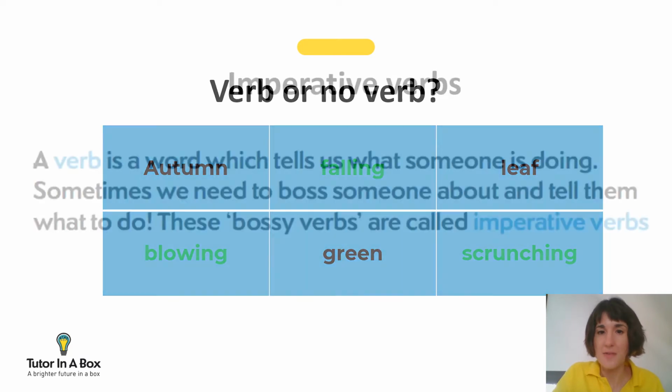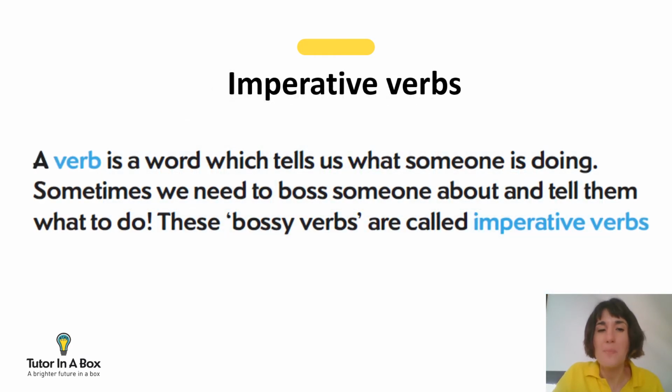Okay, so next we're going to think about what are imperative verbs. So we know a verb is a word which tells us what someone is doing, and sometimes we need to boss someone about and tell them what to do. So when we use the verb like that, it's called a bossy verb or an imperative verb. I'm sure you get lots of instructions. For example, clean your room, or do your homework, or something like that. So the verb that I've used at the beginning of those instructions or those commands is a bossy verb, an imperative verb. And that's what we're going to look at in more detail today.